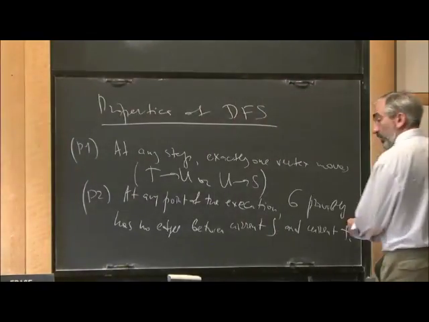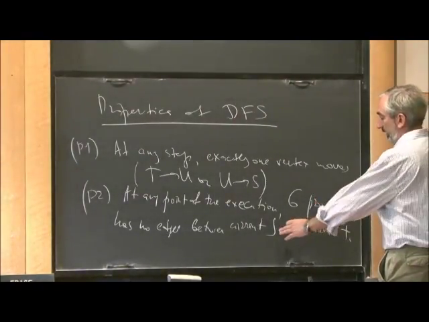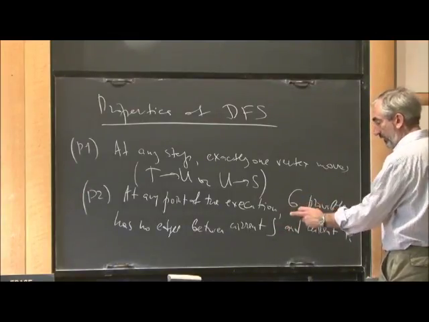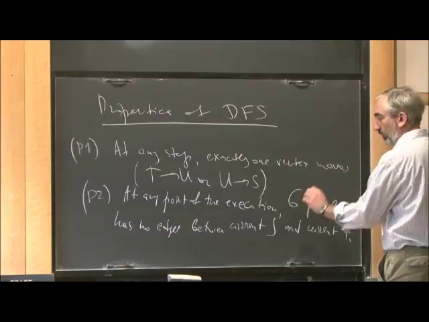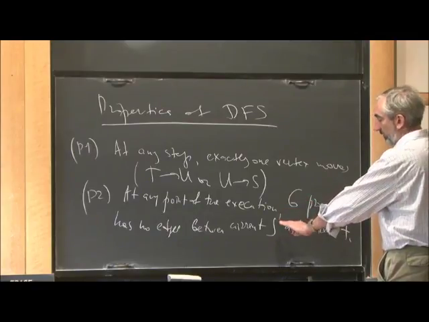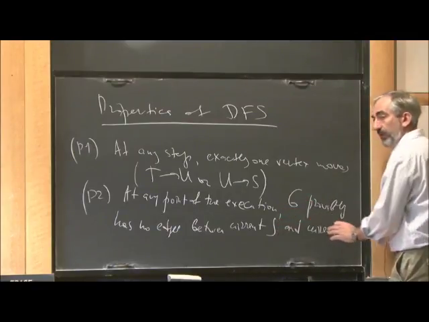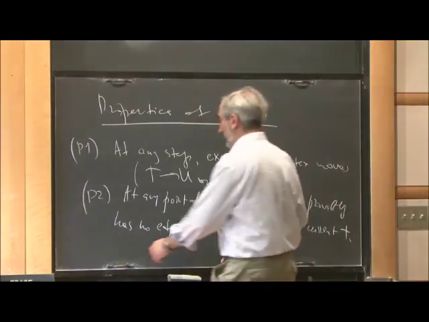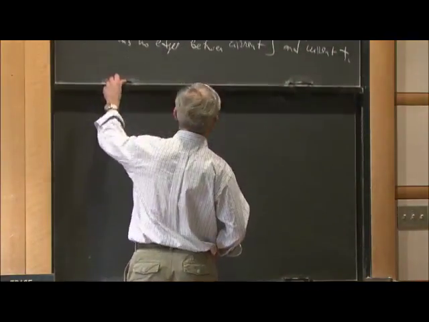S may have edges going to U. There's still a connection between S and U, but at no point of the algorithm will you see an edge of the graph, not only a discovered edge. At any point of the algorithm, you know for sure the algorithm has delivered it to you that there are no edges between S and T. So that's property number 2. It's also obvious from the definition.